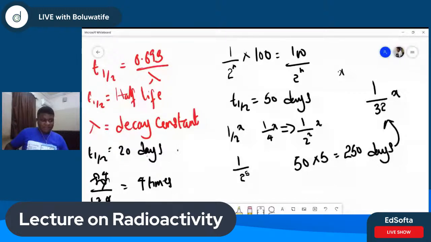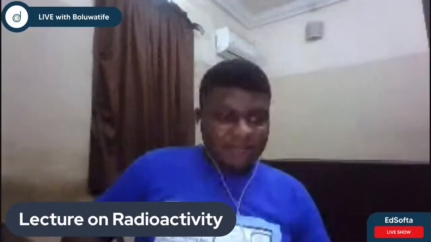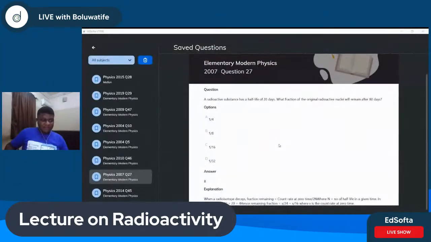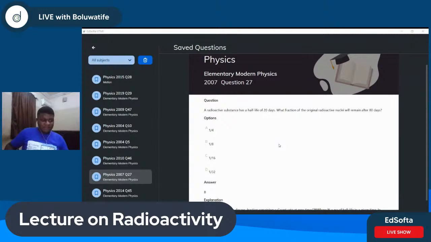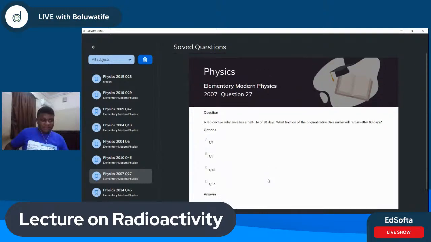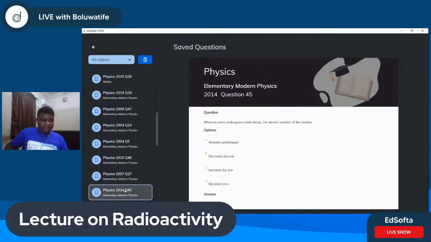Now that I know it will have split 4 times, I put it in this formula. Remember, that means the fraction remaining will be 1 over 2 raised to the power 4, which is 1 over 16. So the fraction remaining would be 1 over 16 of the original value. So the answer here would be C. Okay.